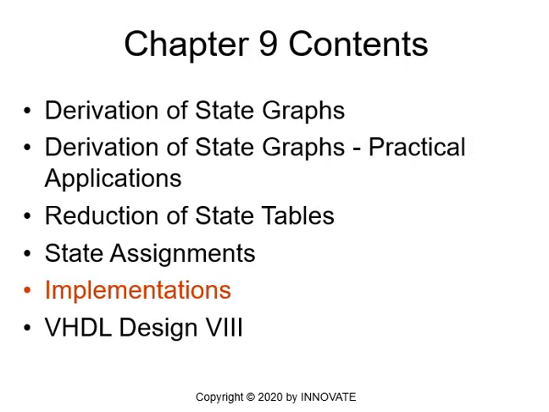In Chapter 9, we have 4 steps to design any synchronous sequential network. The first step, which is the most important step, is the derivation of state graphs. Then, once we have the state graph, we will reduce the state graph or reduce its state table to reduce the number of flip-flops needed to implement the network. Then we do state assignments to reduce the hardware necessary to build the network.